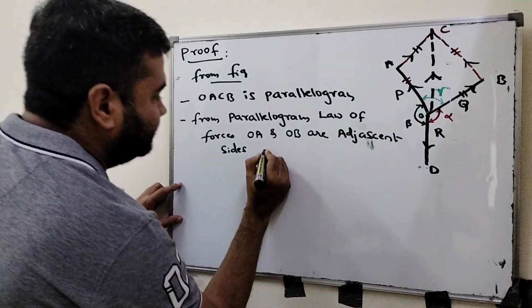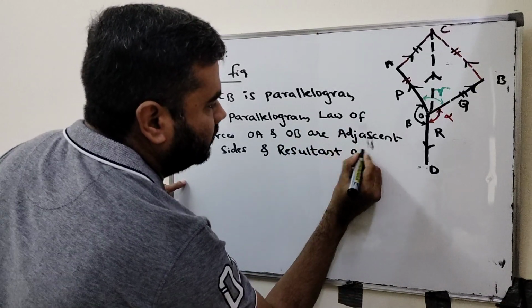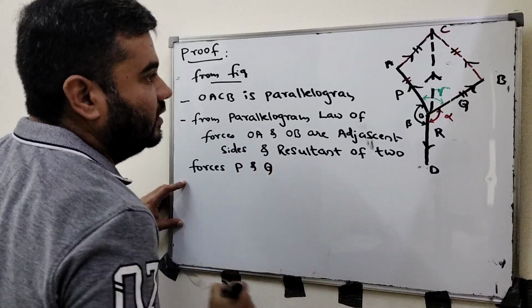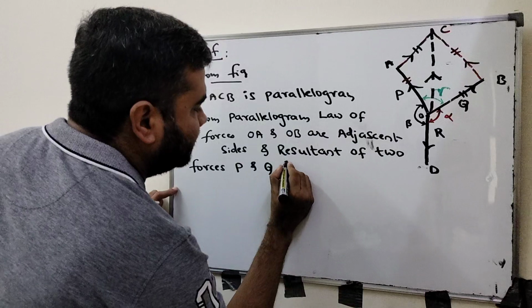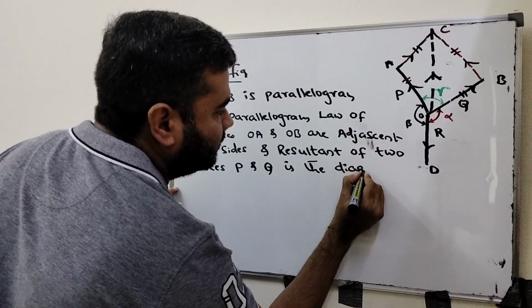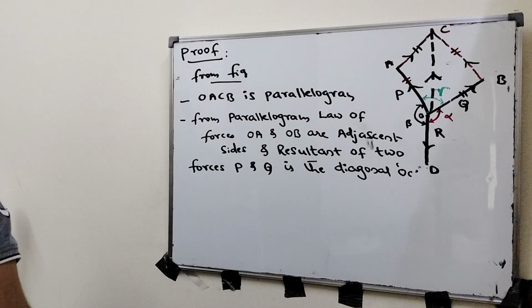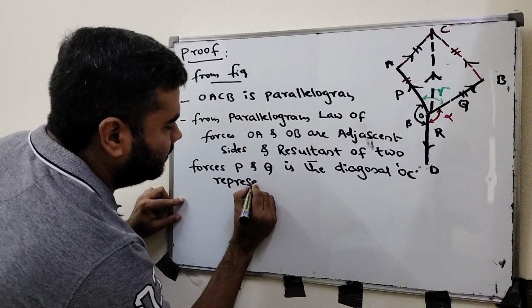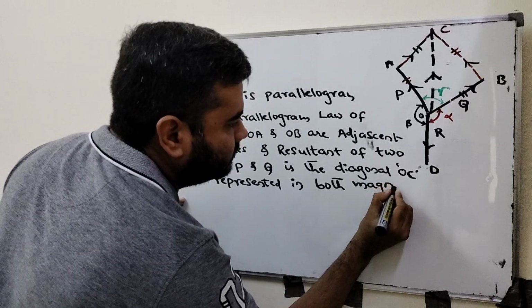And the resultant of two forces. And what are the two forces? P and Q. The resultant of two forces P and Q is the diagonal OC of the parallelogram, represented in both magnitude and direction.